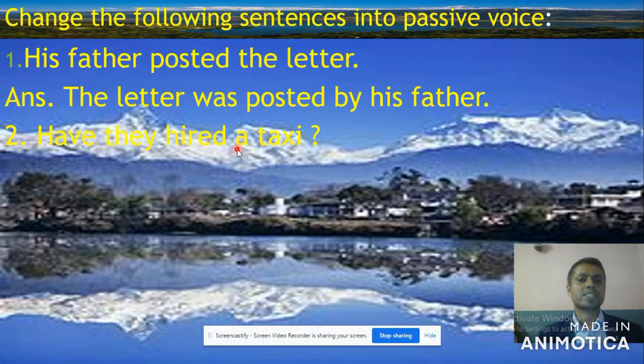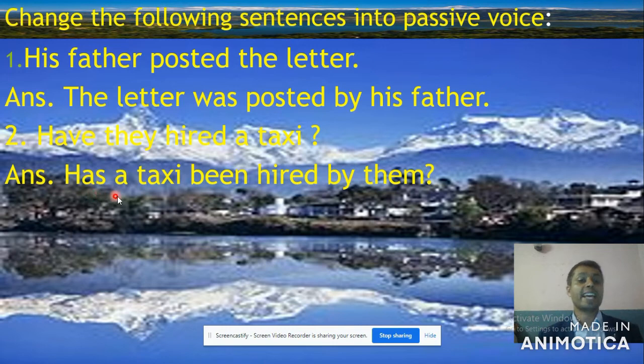A taxi is the object, and the subject is they. Now what is the answer? Let's look at the answer quickly. Yes, has a taxi been hired by them? Since it is a question form, we have to write has here. Why? Because of the new subject, a taxi: has a taxi been. This is perfect tense, so we should use been, then hired, the past participle form, by them. They becomes them. Got it? Has a taxi been hired by them?